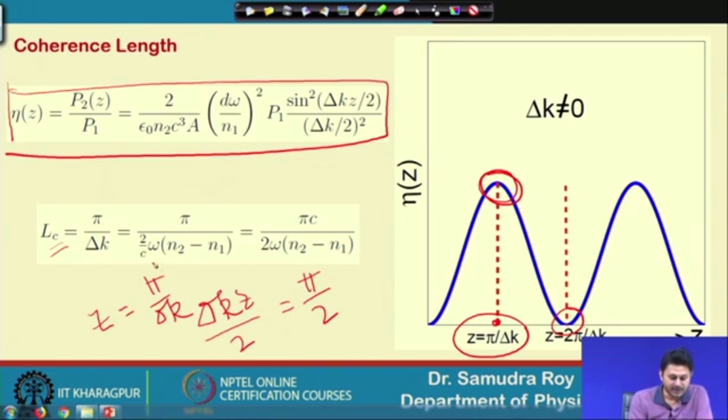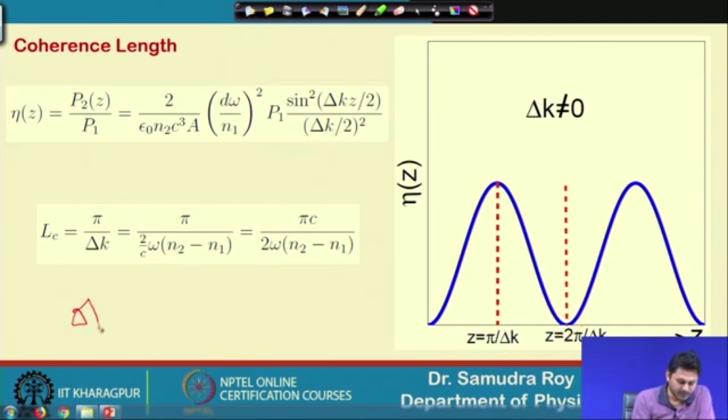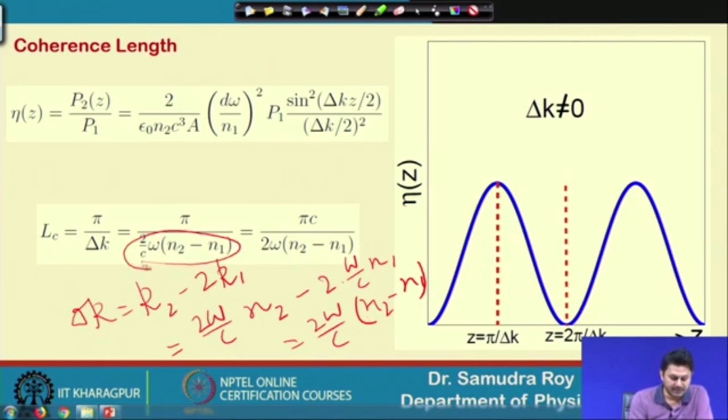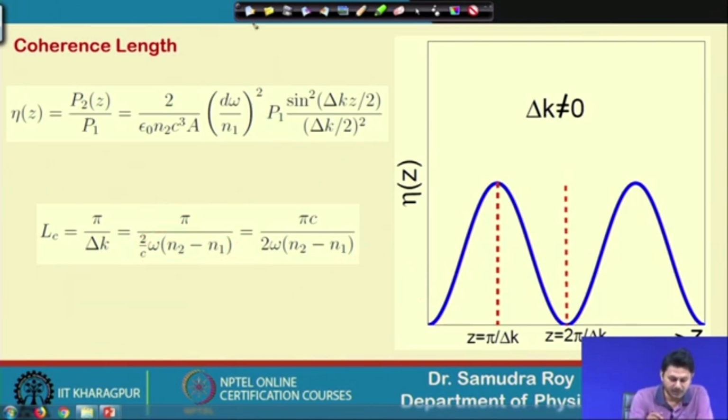Delta k can be defined in this way, because delta k is k2 minus 2 k1, and if I simplify that, let me do that. Delta k is equal to k2 minus 2 k1. k2 is 2 omega by c n of 2, minus 2 omega by c n of 1. If I take 2 omega by c common, then we will have n2 minus n1, so we just put this term here. When we put this term and simplify, the coherence length will be pi c divided by 2 omega into n2 minus n1.